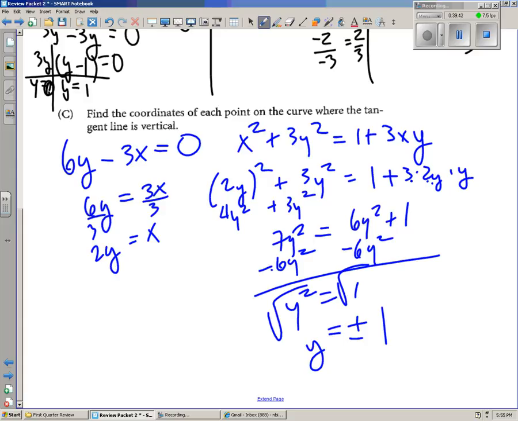And so that's our y coordinate. There's two of them. So if you think about the answers, we're going to have something comma 1, something comma negative 1. So if y is positive 1, 2 times positive 1 gives us positive 2, which is the x. And if y was negative 1, it would give us negative 2. So here are your answers.